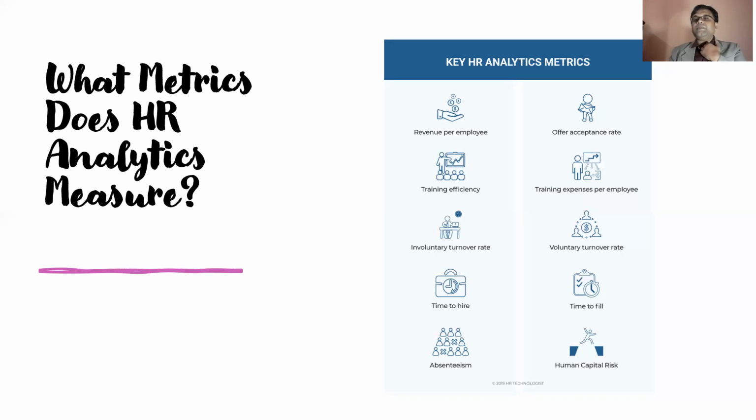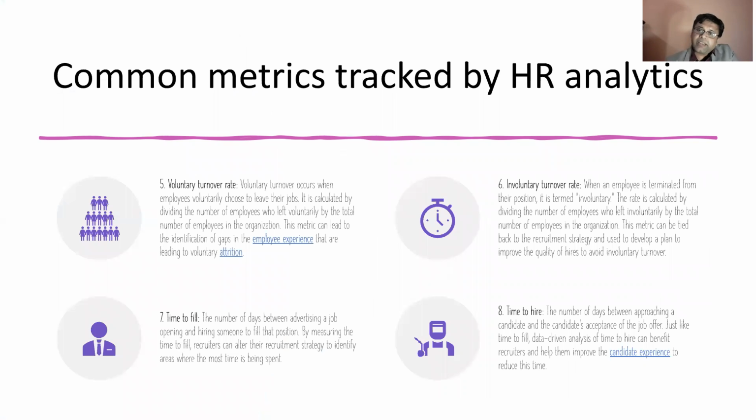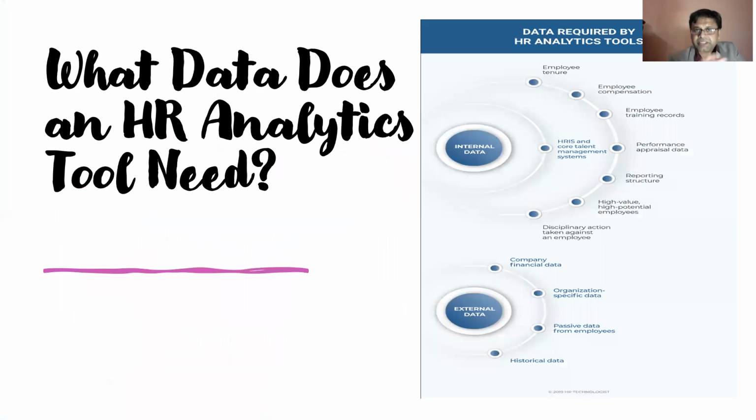Next one is absenteeism. That is the absenteeism rate, that is, people being absent from work. So what is that rate? How many people are regularly becoming absent? That percentage you can identify. Next one is human capital risk, the different kinds of risk associated with human resources. That metric we have to capture, and we have already discussed it. So these are the metrics commonly tracked by HR analytics: revenue per employee, offer acceptance rate, training expenses per employee, training efficiency, voluntary turnover rate, involuntary turnover rate, time to fill, time to hire, absenteeism, and human capital risk.